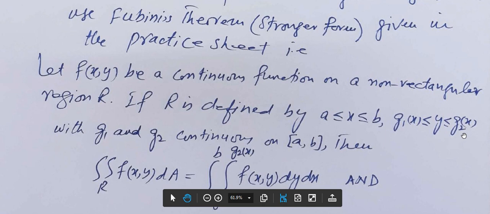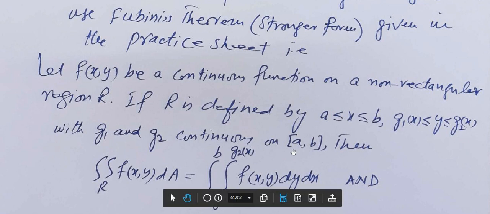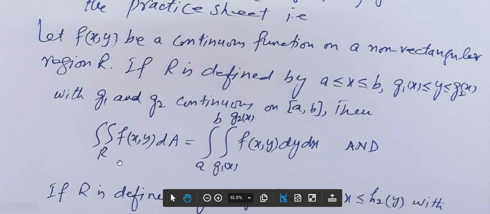Now here you can see previously y varied from c to d. Now instead of numbers, there can be some function g1 of x, some function in x, and g2 some function in x, with g1 and g2 continuous on the closed interval a b. Then the double integral over region R of f of x y dA equals integral a to b, g1 to g2 of x, f of x y dy, because this g1 g2 is the limit for y, so we write dy and then dx from a to b.